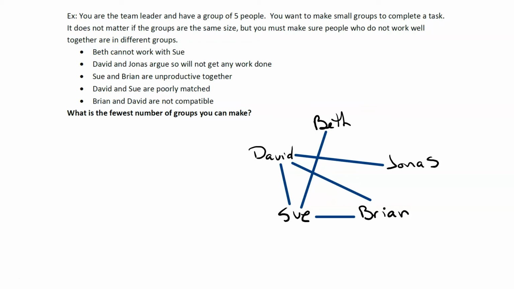We look for the vertex with the highest degree, and it's both David and Sue tied for 3. We'll start off by making David yellow. The process says then to look for adjacent vertices, start with the highest one, and color them. So Sue is adjacent, color her red.